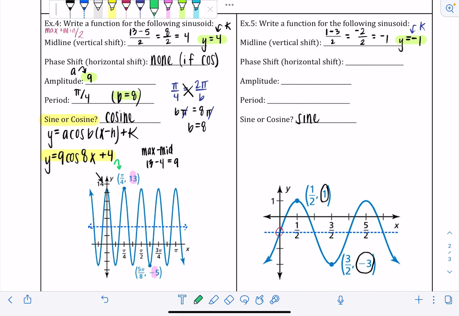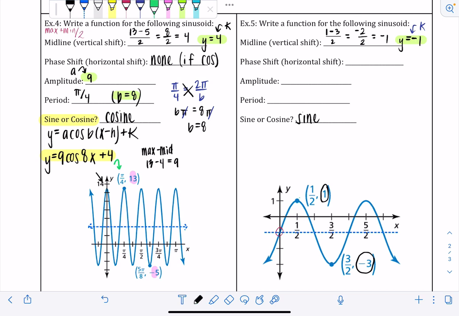Technically, you could use cosine. You would just have to do cosine with a phase shift because the first maximum is happening right here. Again, I would always try to avoid using a phase shift if you don't have to. So always look at where the graph is at 0. Most problems that you have will start at 0 and a max, or at 0 and a minimum, or the midline exactly. So you can use sine or cosine without a phase shift. There may be a few problems that you see where you have to use a phase shift no matter what.